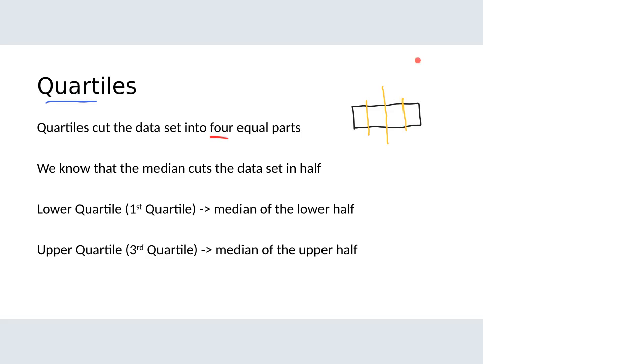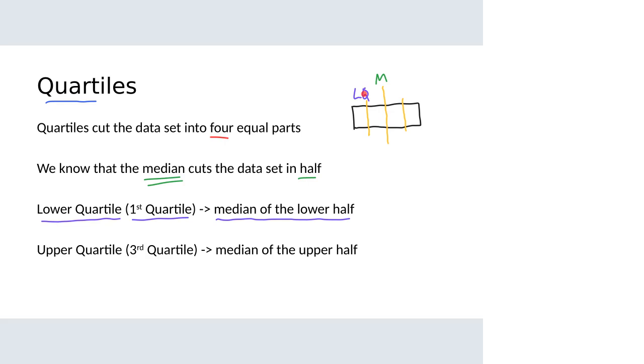And the first thing we're going to do is cut the data set in half, and we already know how to do that because that's what the median does. So here where we cut the data set in half, that's our median. And then when we go to cut it in half again, we are going to take the lower half of this data set and cut that in half. And when we do that, we're finding the median of the lower half of the data set, and we're going to call that the lower quartile, also known as the first quartile. Those mean the same thing. So lower quartile or first quartile mean the same thing, and that's the median of the lower half of the data set.